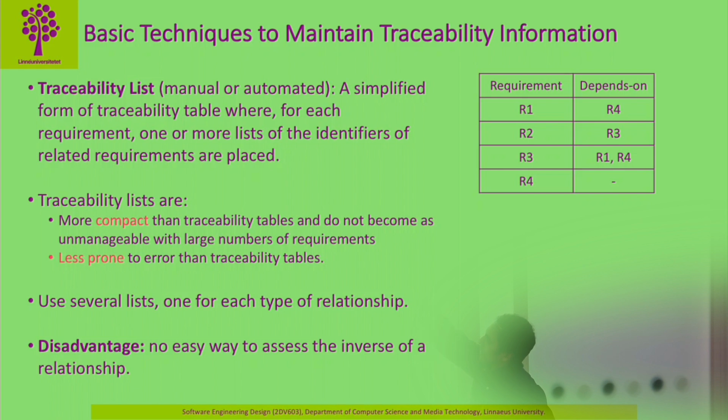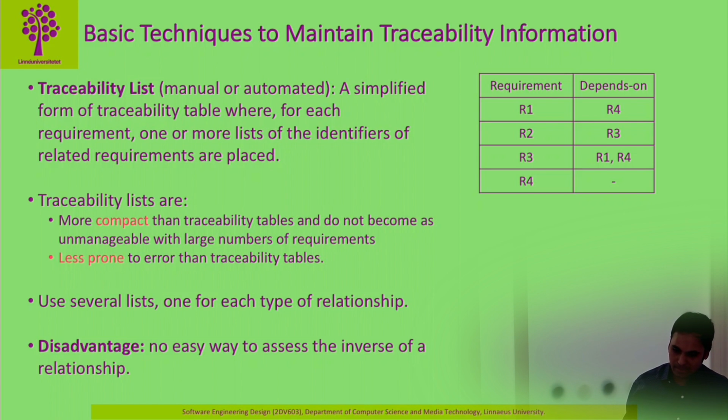So R1 depends on R4, but if you want to find, let's say, given R4, what are the dependent requirements for R4, you can see it is depended on by R1 and R3. So what I wanted to say is it is easy to go from left to right, but it's not easy to go from right to left.